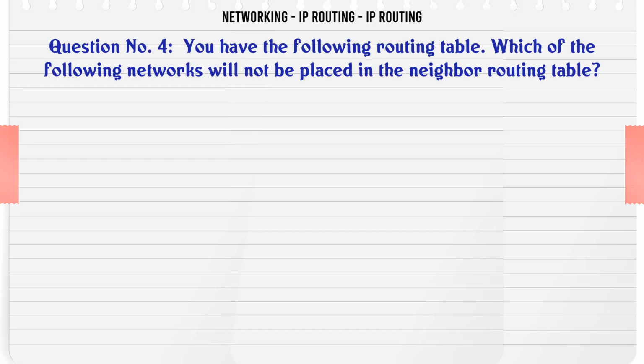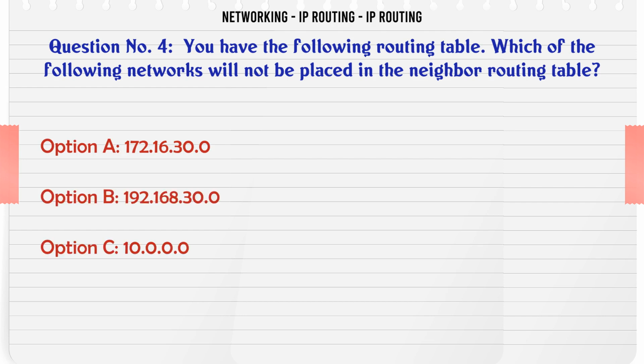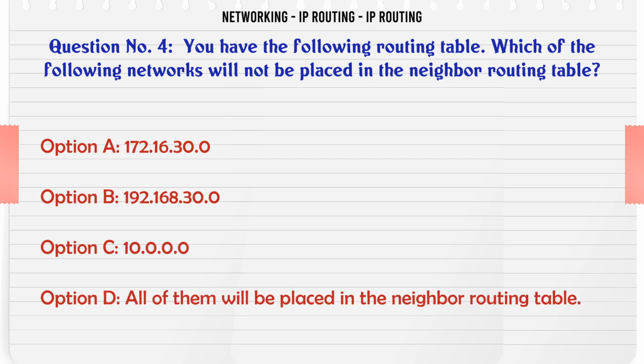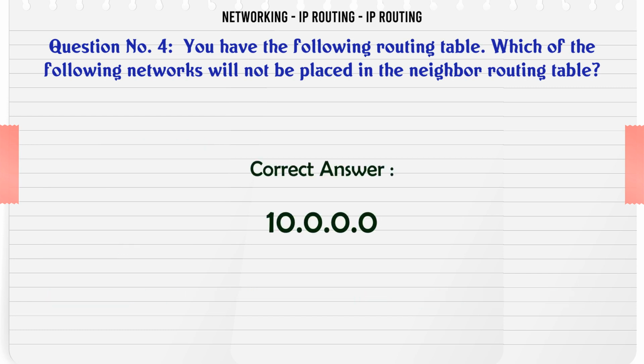You have the following routing table. Which of the following networks will not be placed in the neighbor routing table? A. 172.16.30.0. B. 192.168.30.0. C. 10.0.0.0. D. All of them will be placed in the neighbor routing table. The correct answer is 10.0.0.0.